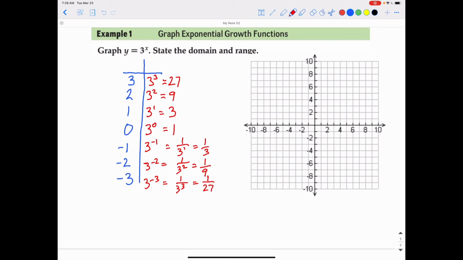So when I graph those, 3, 27, so over 3 and up 27 is going to go way off my graph and way off the screen. So I'm not going to bother to graph that one. Running out of room. 2, 9, we can graph that one. So 2, 9 is right there. 1, 3, so over 1, up 3. 0, 1. Negative 1, 1/3, so it's not quite halfway up, so 1/3. Negative 2, 1/9. And negative 3, 1/27. So I'll try to get it just barely above the x-axis.